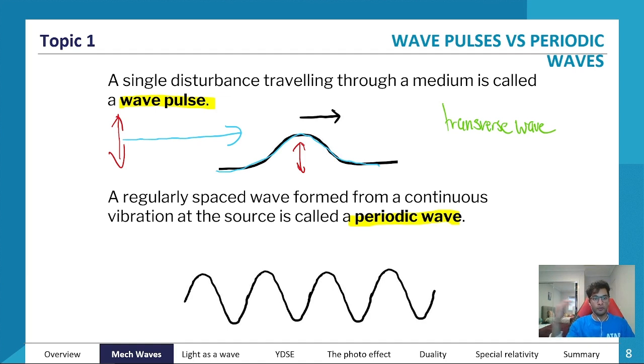And because the direction of the wave, which is going to the right, and the direction of the particles, which are going up and down, are at right angles to one another, we call this a transverse wave. So a transverse wave is basically when the wave and the particles are moving at right angles to one another. The second type of wave we have is called a longitudinal wave. A longitudinal wave is when the particles and the wave are traveling in the same direction. The most common example of this is sound waves.